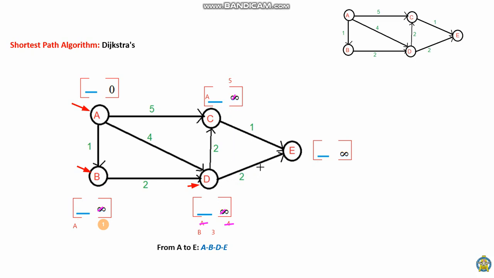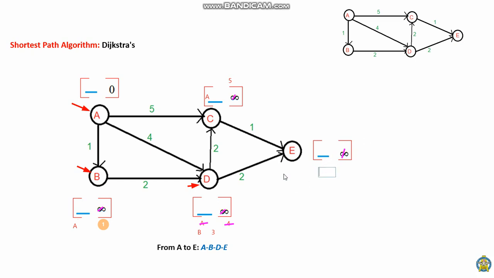Now it goes to its next neighbor. It comes here, and let's look here. 2 plus 1, 3 is the current distance. 3 plus 2, 5. 5 is less than infinity. So we cut this and we enter the value.